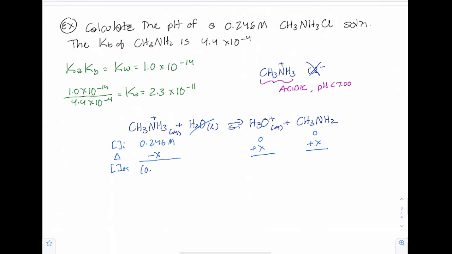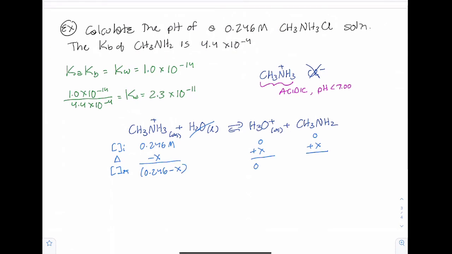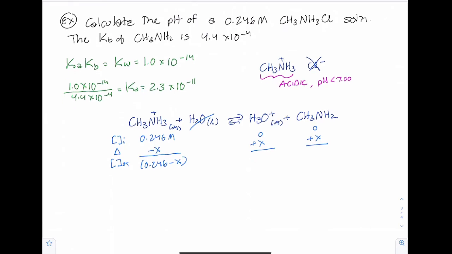And then at equilibrium, what I started out with minus what I lost. What I started out with, which was 0, plus what I gained, so just x, and then the same here. And then because my Ka is small, my Ka is less than 10 to the negative third, we can assume that the amount that's dissociating is negligible compared to the initial amount. So when I set this up to solve for x, I am going to write this just as 0.246. If we were asked to solve for my equilibrium concentration of this acid, I would need to go back and plug x in, but we're only asked to solve for the pH.